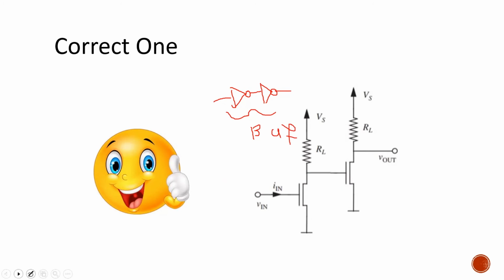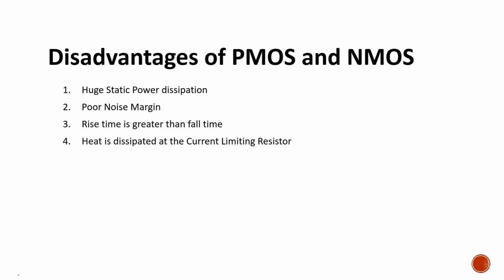Now it's time to discuss the disadvantages of PMOS. Yes, there is a huge power dissipation. Noise margin is very less because VOL is maximum. To get high noise margin, VOL must be minimum, but here it is high. And even the charging time constant, where the output is becoming logic 1, means rise time, is very high. And because of the current limiting resistor, which is RL, there will be heat. In order to fix all these disadvantages, guys, we are entering into CMOS.